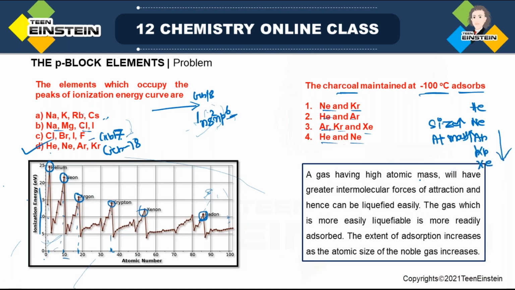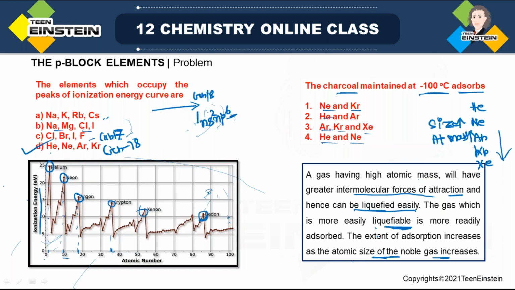A gas having high atomic mass will have greater intermolecular forces of attraction. Greater intermolecular forces of attraction means, suppose, dipole-dipole interaction or induced dipole interaction. So that is the reason it can be liquefied very easily. Remember, in the surface chemistry chapter, we have already seen this. What is the actual reason behind it? When intermolecular forces are very high, the liquefiability tendency is also very high. Now the gas which is easily liquefiable has high atomic mass and high interatomic forces of attraction. And when liquefiability is very high, adsorption tendency is also very high. So the extent of adsorption will increase as the atomic size of the noble gas increases.